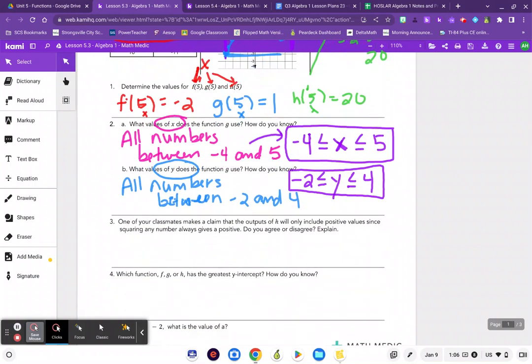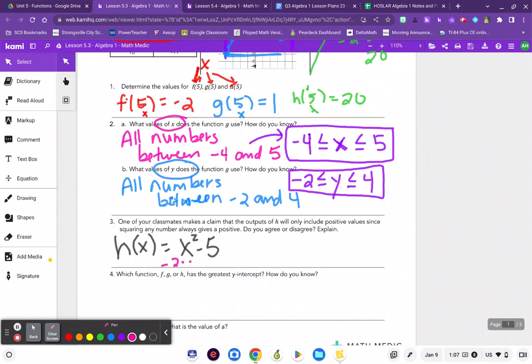One of your classmates makes a claim that the outputs of H will only include positive values, since squaring any number always gives a positive. All right, so I'm going to head back and remind you that H of x up at the top is equal to x squared minus 5, so that I can stay in this space. And one of the classmates claimed that only positive values will be my answer. I will only get a positive number out as my answer, because if I square any negative number, it becomes positive. The idea is that if I take -2 and square it, that's -2 times -2, which is positive. And so since I square negative numbers, I always get a positive out. Do you agree or disagree?